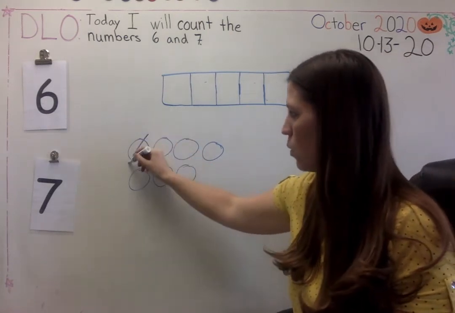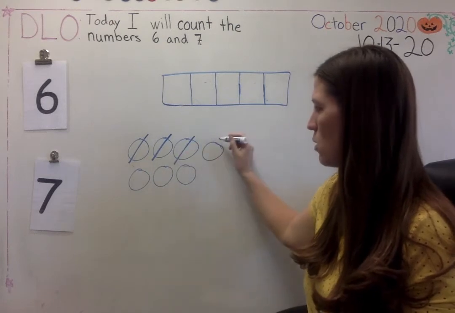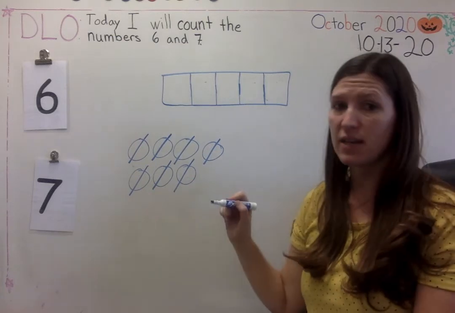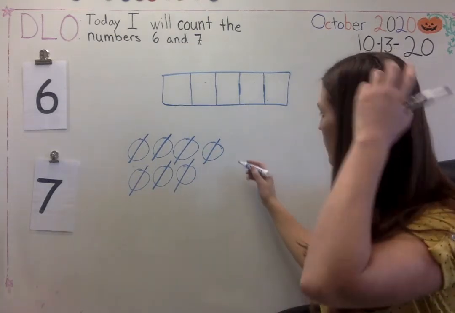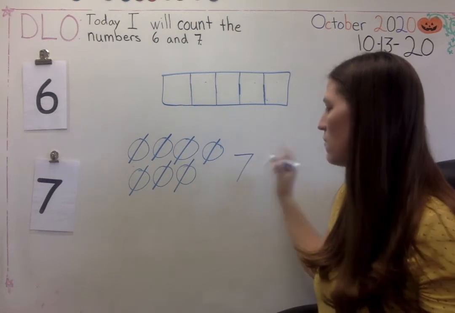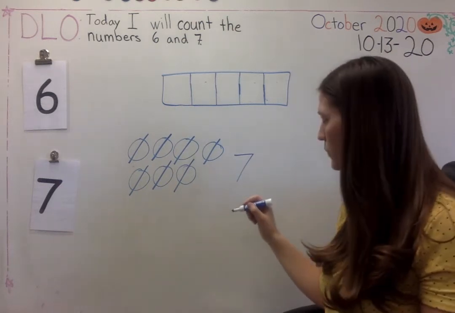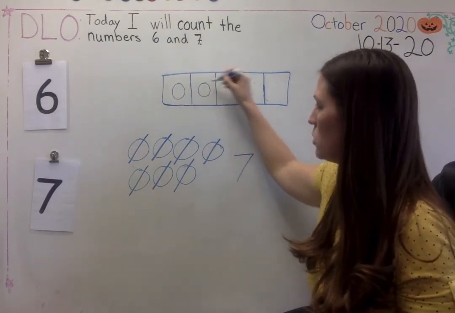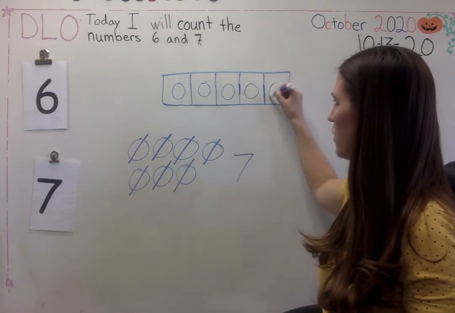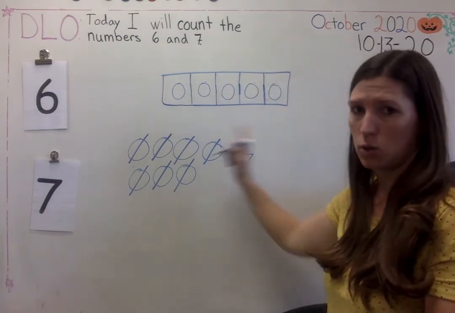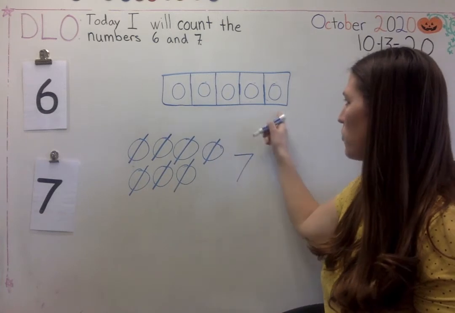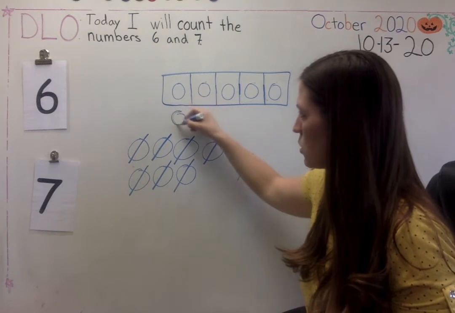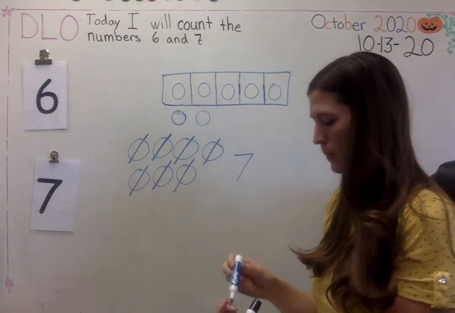Count with me. 1, 2, 3, 4, 5, 6, 7. I have 7. I'm going to write 7 so I don't forget how many I have. Straight across, down from heaven, that's the way you make a 7. Now I need to fill in my 5 frame. Count with me. 1, 2, 3, 4, 5. I ran out of room. Go to the next line. 1, 2, 3, 4, 5, 6, 7. And each circle gets its own window.